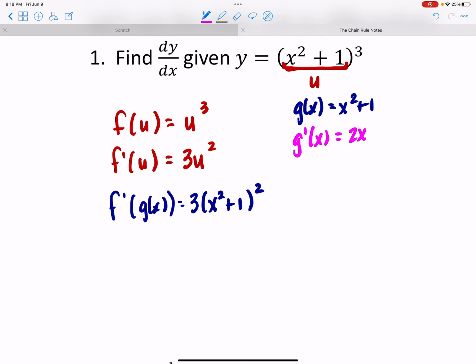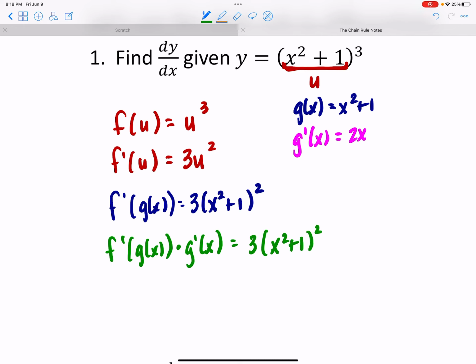So g prime of x is just 2x. My final step here is to find f prime of g of x, again, and multiply it by g prime of x. That's going to be my derivative. So we're going to have 3 times (x squared plus 1) squared multiplied by that 2x. And I can go one more step here because this is really easy to multiply. So I'm going to say that my final result is 6x times (x squared plus 1) squared.